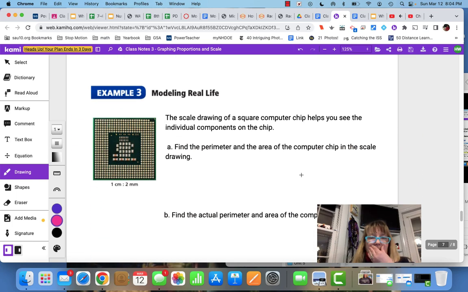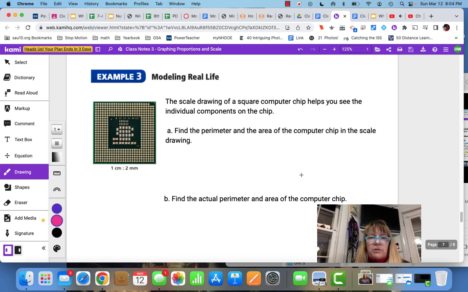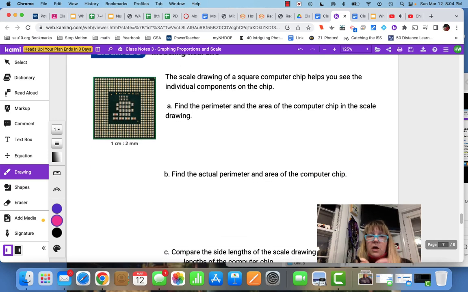Okay, so modeling in real life. The scale drawing of a computer chip helps you see the individual components of the chip. So normally you think about having a model being smaller than the real big thing, but this is actually a case where the drawing is larger than the real thing because the real thing is teeny tiny. So our scale over here is, and I'm going to write this, the drawing over the actual, just so that we can kind of remember that. And so in this case, it's 1 centimeter in the drawing for every 2 millimeters on the actual chip.